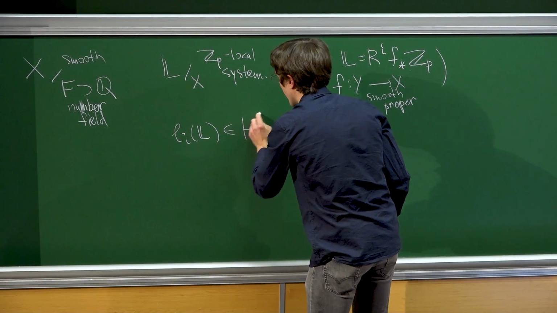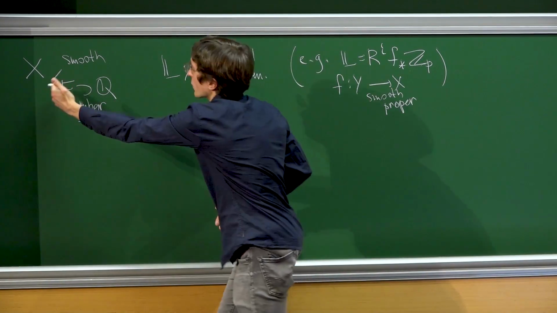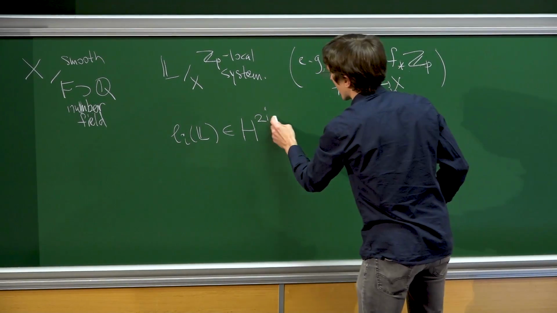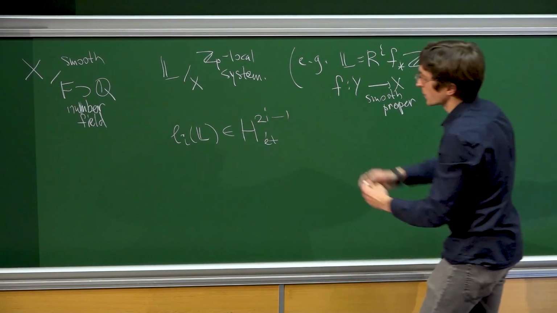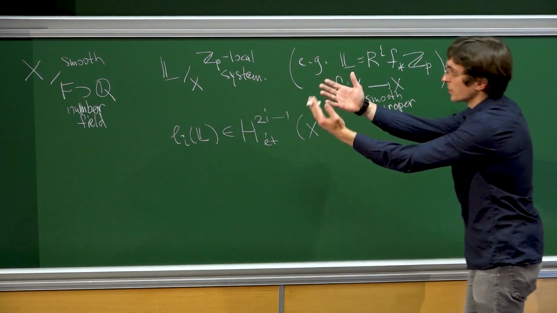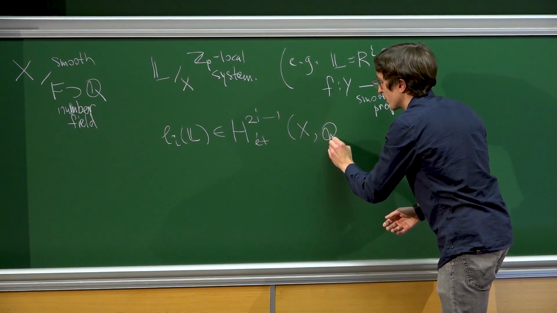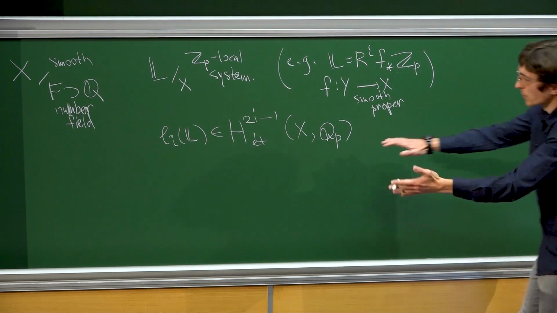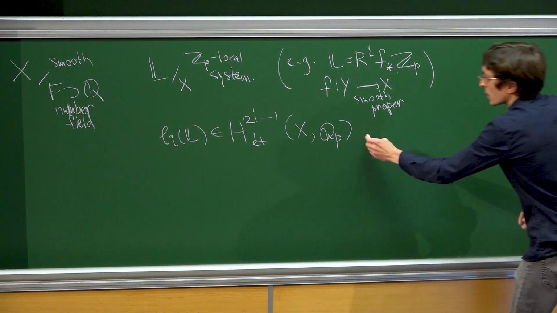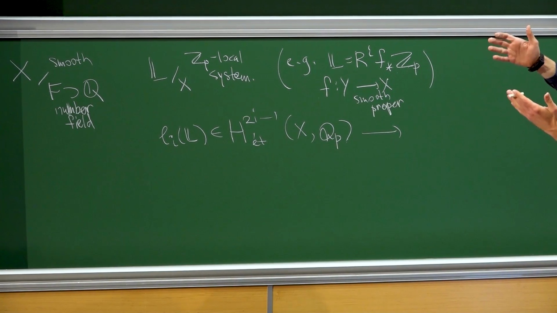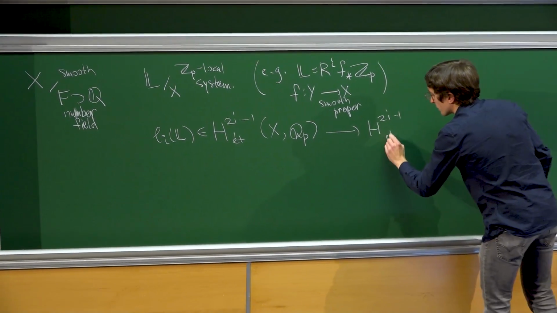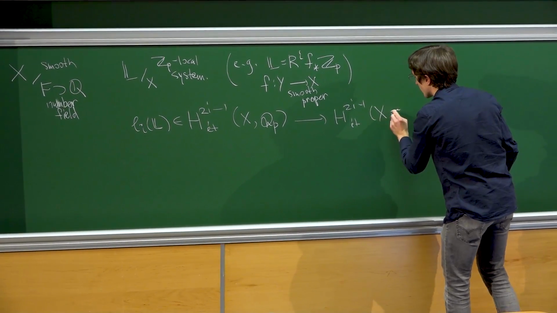So where do they live? Even though I said that my variety lives over a number field, all this discussion was absolute. There was no base over which X lived. It didn't matter. So now I get classes in the absolute étale cohomology of just my variety X considered as an absolute scheme. So this is the absolute étale cohomology with trivial coefficients. But just to get oriented, let's first map this to the geometric étale cohomology and see what happens. Previously our characteristic classes did live just in singular cohomology, so the analog of singular cohomology would be the cohomology of the base change to the algebraic closure.